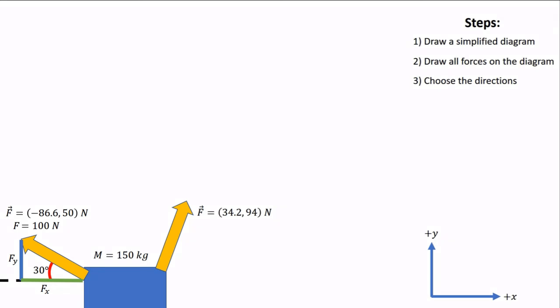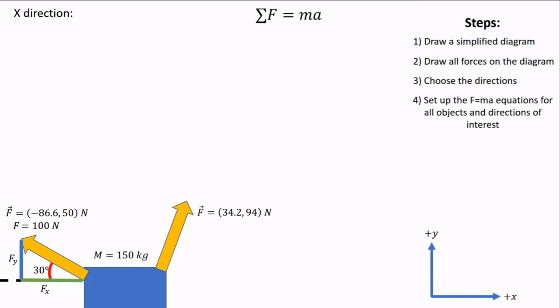The fourth step is to set up the F equals ma equation for each object, in each direction. In our case, we only have one object and 2 directions, the x and y directions. So we will only need to set up 2 equations. Let's start with the x direction. Newton's second law tells us that the sum of forces acting on an object equals the object's mass times its acceleration. So first, let's find out what the sum of forces in the x direction is.